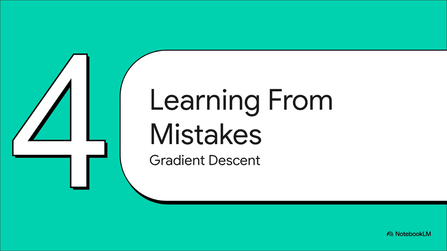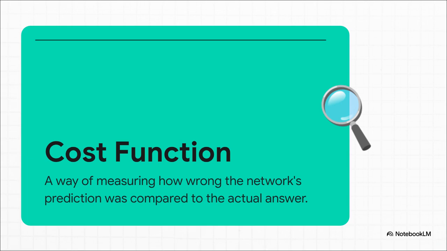And you know what? It's almost guaranteed to be wrong, like really wrong. But that's okay, because this moment right here is where the learning actually begins. To learn, the network first has to know how wrong it was. And that's the job of the cost function.